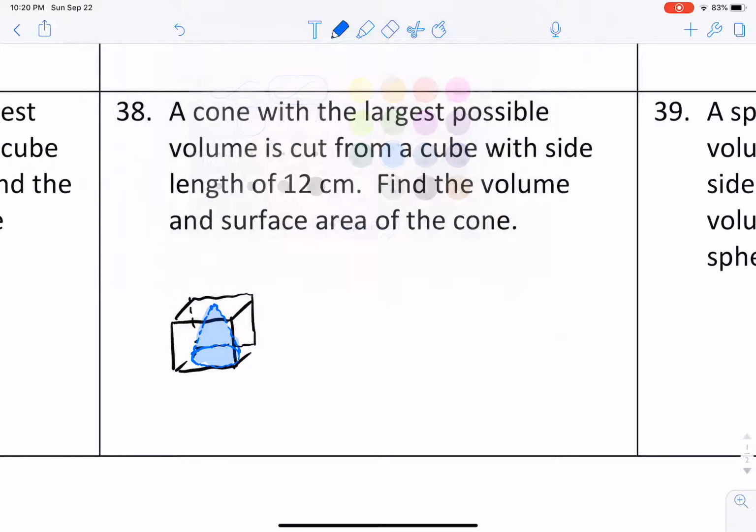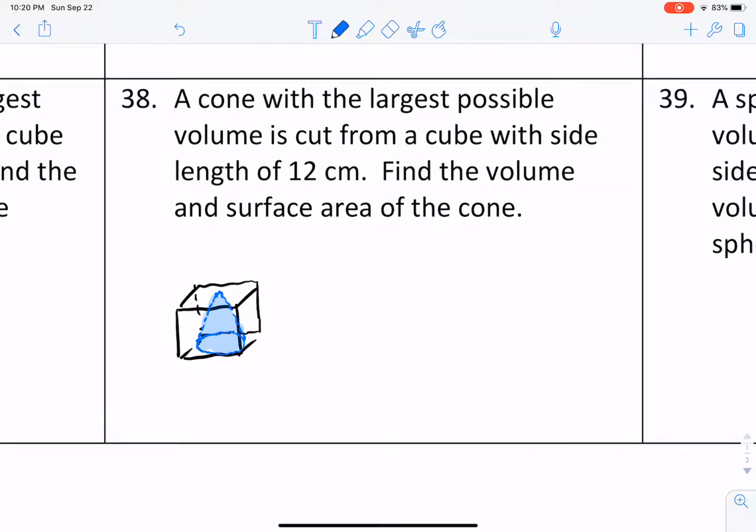Now let's put some dimensions on this. So we've got 12. Hey, you're not supposed to be blue. We have 12 centimeters by 12 centimeters, and the height, of course, is 12 centimeters, which makes the radius here a 6. As far as the volume goes, the volume should be 1/3 pi r squared times the height. We have our r, it's a 6. Our height should be the same as the height of that cube.